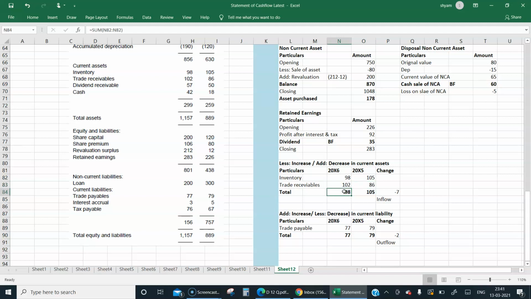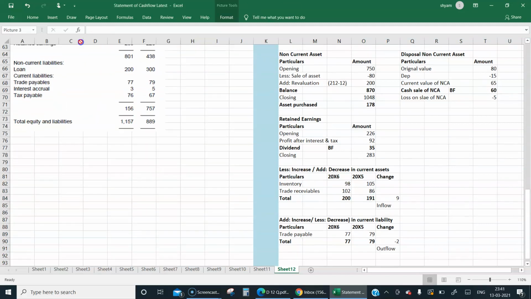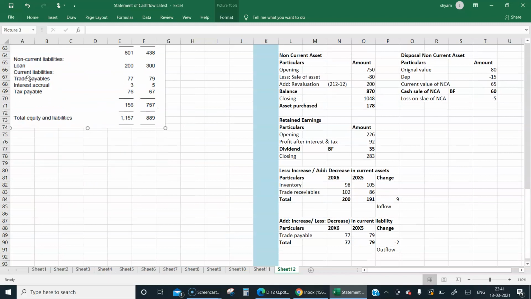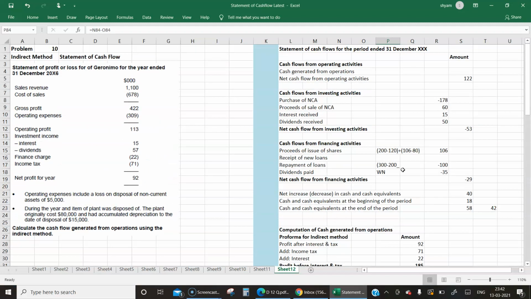Let's get the number right. Okay, so the total is 9. So what does it mean? Last year we had only 191 of asset, but this year we have increased the asset by 9. So our cash is locked. So it's an outflow of cash. Outflow means it's a minus number. So it is -9 we have to show.